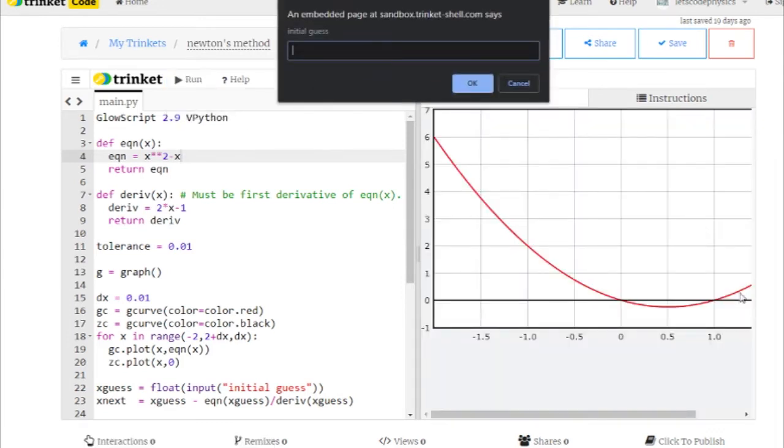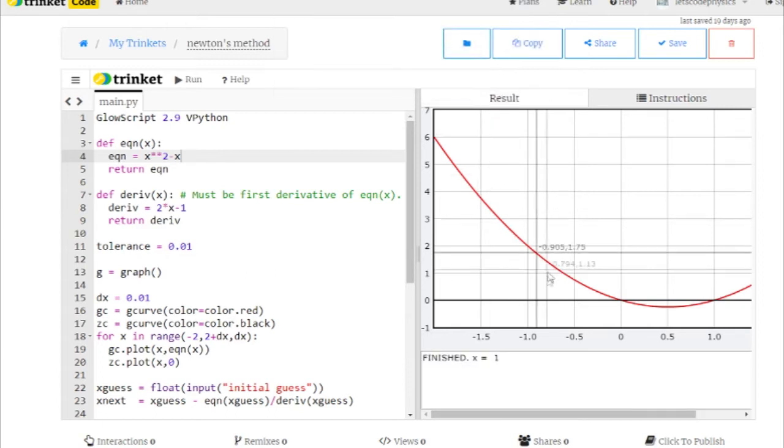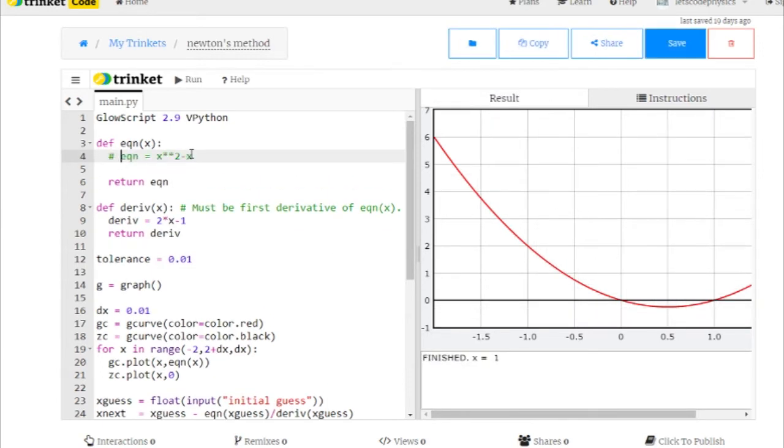Let's see. Is there anything else? What happens if we start at the initial guess? Hopefully we end up there. Yeah, we do. Okay, good. All right, let's try another equation. Let's try something a little bit more challenging. Let's try our cosine of x minus x.